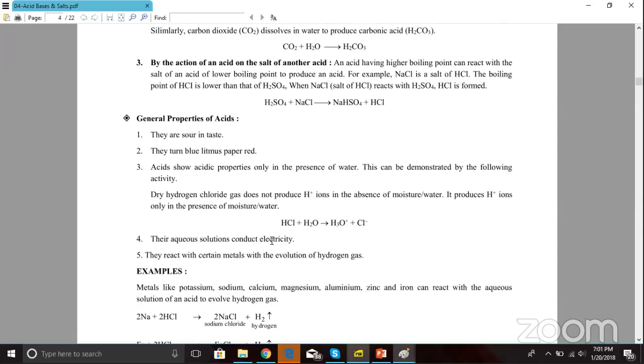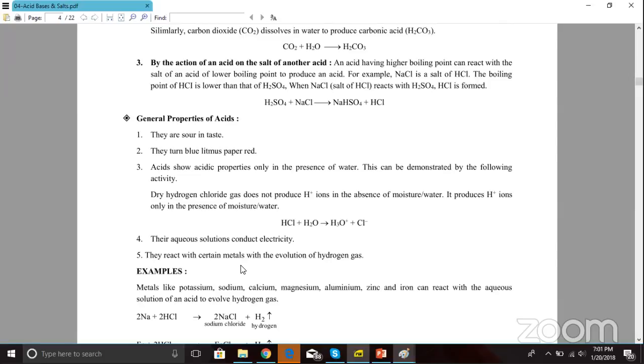Their aqueous solutions can conduct electricity. Aqueous solutions means the acid which is dissolved in water. It can conduct electricity because of the presence of the ions, H plus and Cl minus. Because of the presence of positive and negative ions, the acids can conduct electricity, and they can react with certain metals with evolution of hydrogen gas.